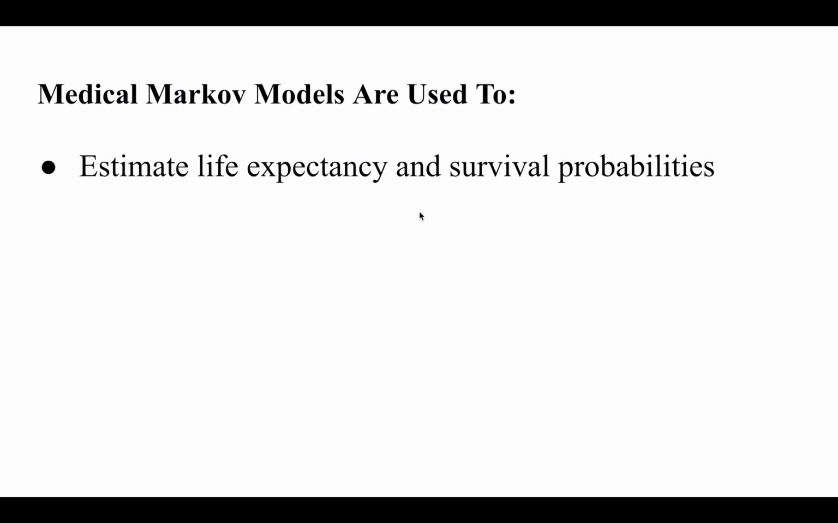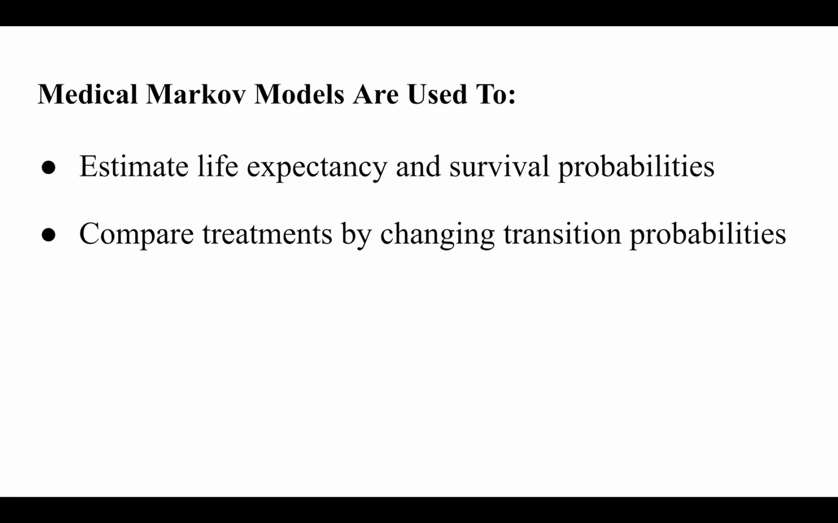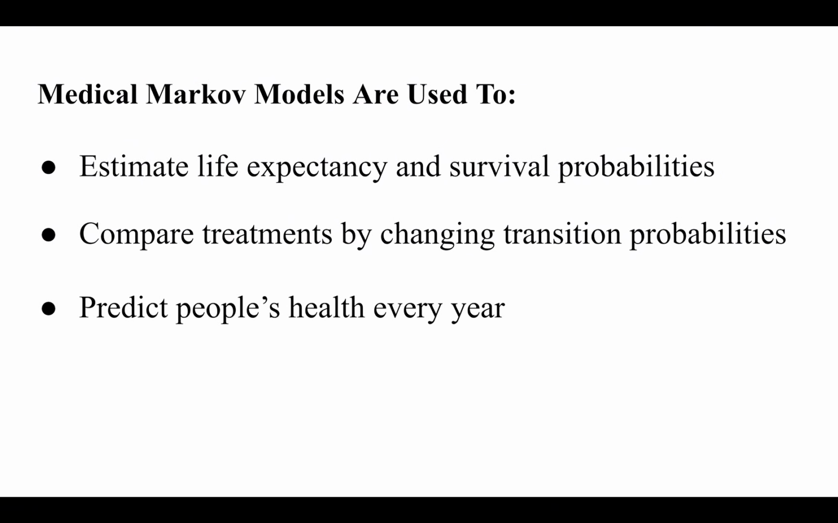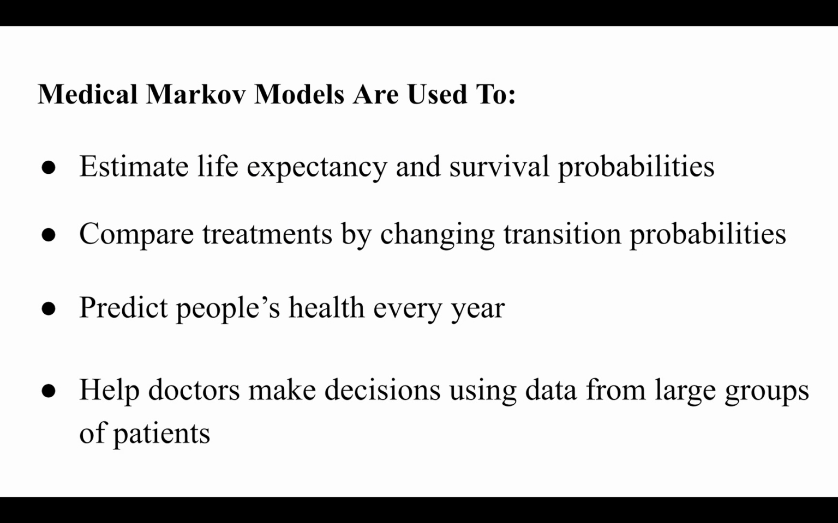Medical Markov models are used to estimate life expectancy and survival probabilities, compare treatments by changing transition probabilities, predict people's health every year, and help doctors make decisions using data from large groups of patients. And this shows the impact of medical Markov chains.